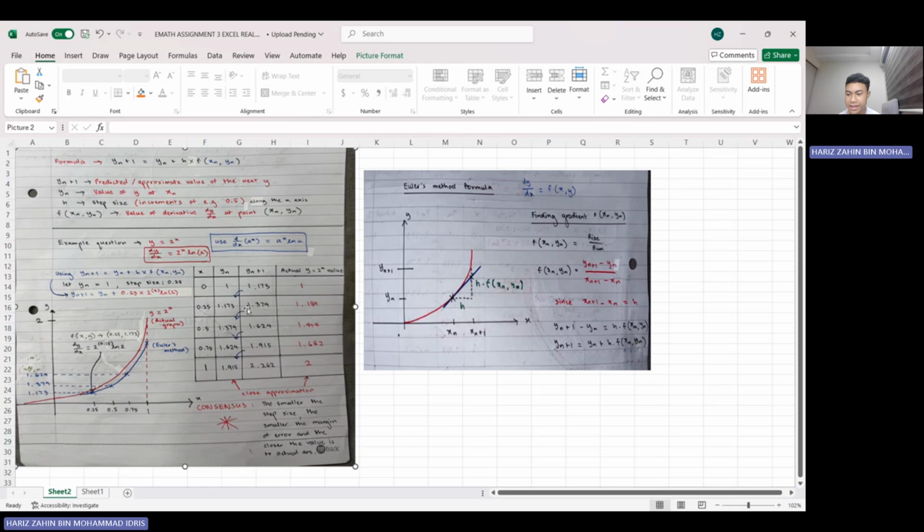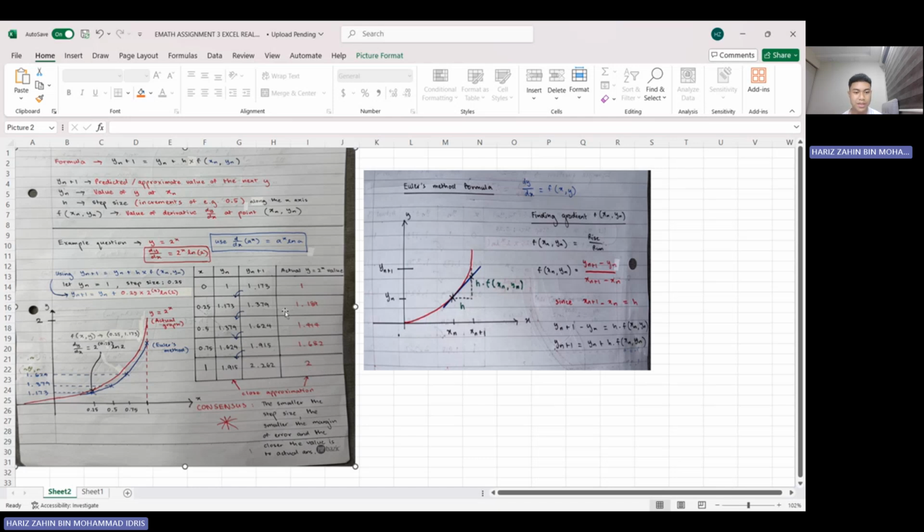So here's the table I prepared. At x = 0, the actual y value is 1. Using the method, the approximate value becomes 1.173. We repeat this process until we reach x = 1. Our estimate of y is 1.915 and the actual y value is 2. So we can see it's quite close to the answer.